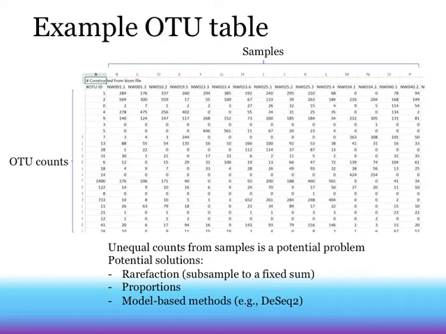So there are a few things you can do. One is that you can convert to proportions. And actually, given the time, I'm not really going to go into the details why. Again, we can talk about this later if you like. Proportions are bad. Rarefaction, you can identify the sample with the smallest number of sequences and subsample everything else down to that count. So you throw away some of your data.